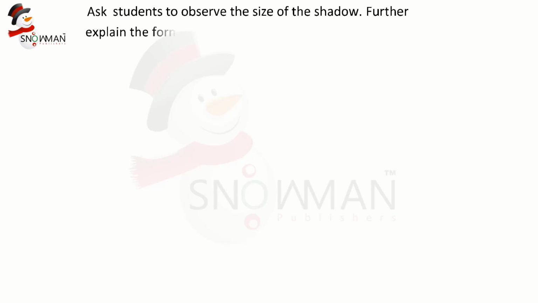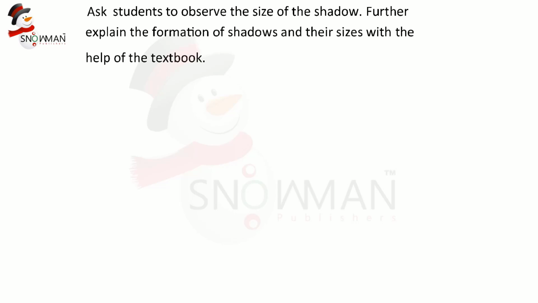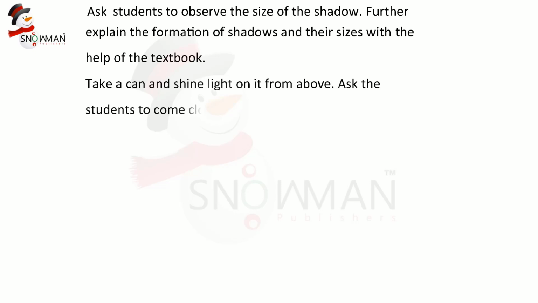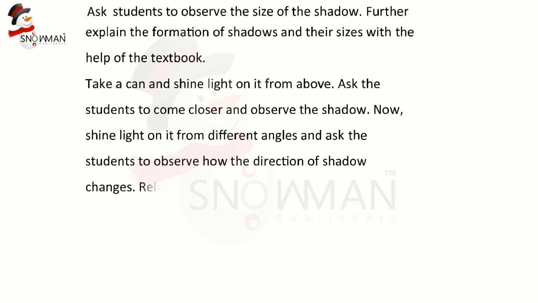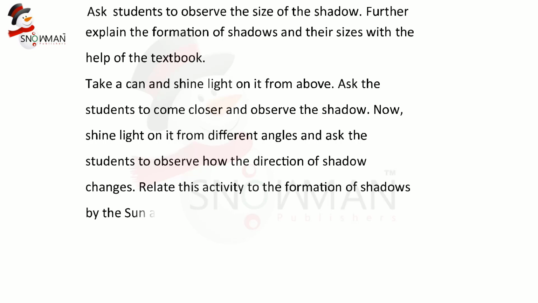Further, explain the formation of shadows and their sizes with the help of the textbook. Take a can and shine light on it from above. Ask the students to come closer and observe the shadow. Now, shine light on it from different angles and ask the students to observe how the direction of shadow changes. Relate this activity to the formation of shadows by the sun and explain it with the help of the textbook.